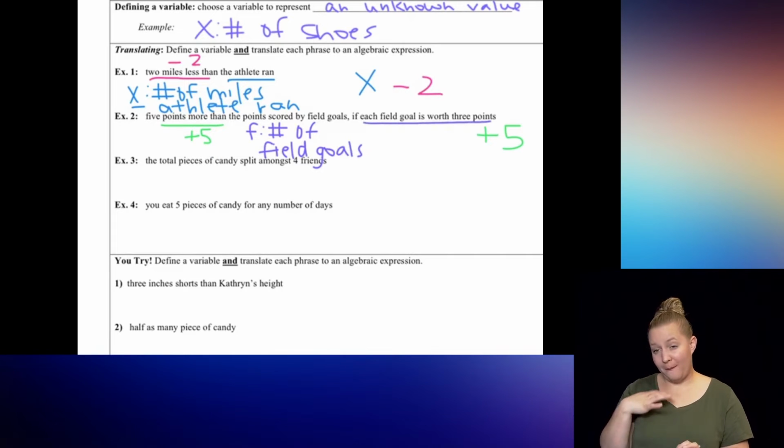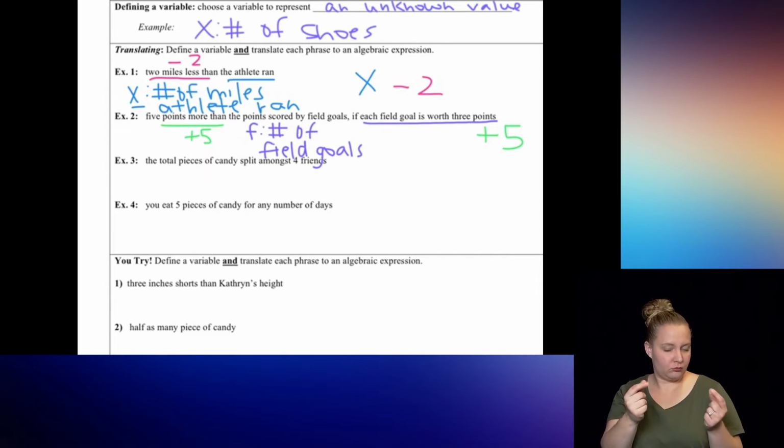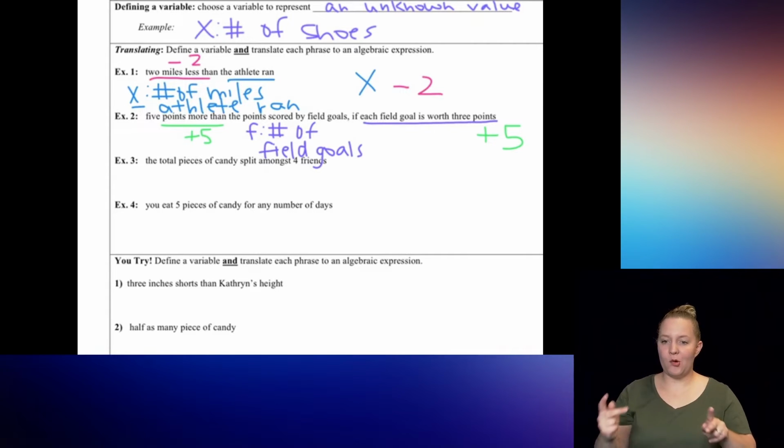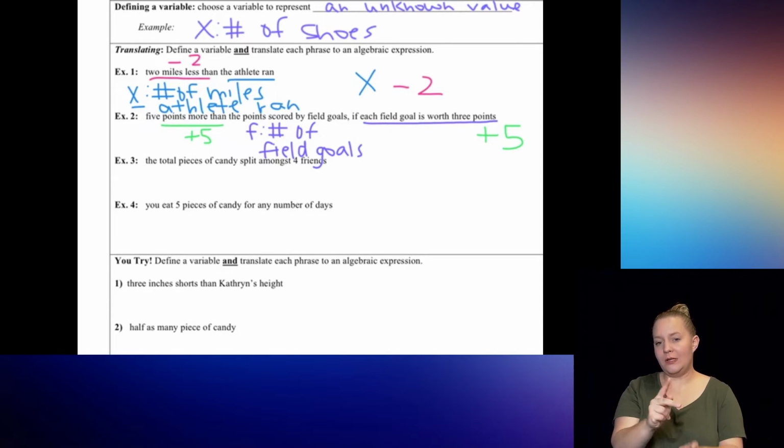So if I kick 6 field goals, or if I kick 2 field goals, what am I doing with that 3 points each time? Well, hopefully you know that means that I'm multiplying. So if I kick 2 field goals, I would take 2 times 3. If I kick 6 field goals, I would take 6 times 3.